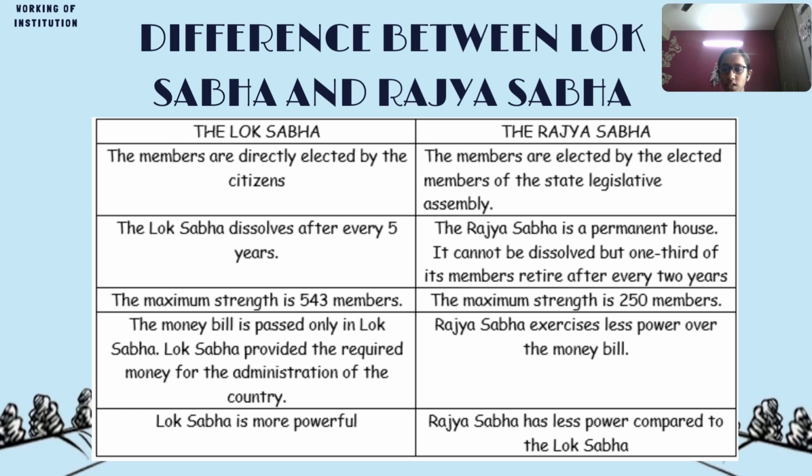The maximum strength is 543 members in the Lok Sabha. The maximum strength is 250 members in the Rajya Sabha. The money bill is passed only in the Lok Sabha. Lok Sabha provides the required money for the administration of the whole country. The Rajya Sabha exercises less power over the money bill. The Lok Sabha is more powerful. The Rajya Sabha has less power compared to the Lok Sabha.